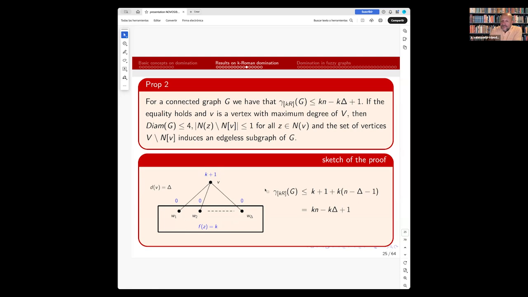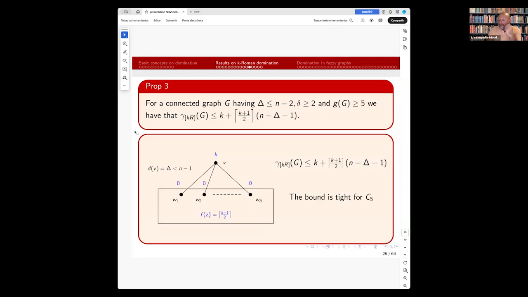It is easy to see that this is a k-Roman dominating function because the only vertices which are undefended are neighbors of the vertex with label k+1, so they are k-Roman dominated. And of course, the weight of this function is an upper bound for the minimum value of the parameter.